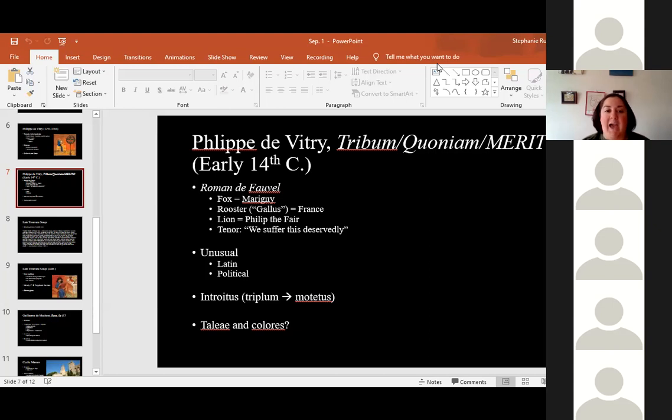And this particular motet talks about him in a very illuminating way. So you'll notice he's talking about animals in this. There's the fox, that's Marigny, the noble that nobody liked. He's a fox because he's completely unscrupulous. Then there's the rooster. And what's really cool about the rooster is the Latin word for rooster is gallus. What is France in Latin? Gallus. So the motet is talking about how the fox is a jerk to the rooster. And he's basically saying Marigny is a jerk to France.